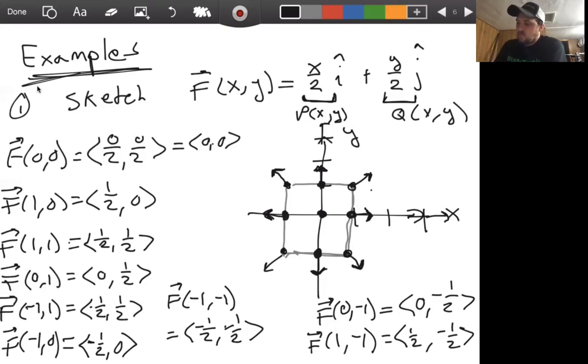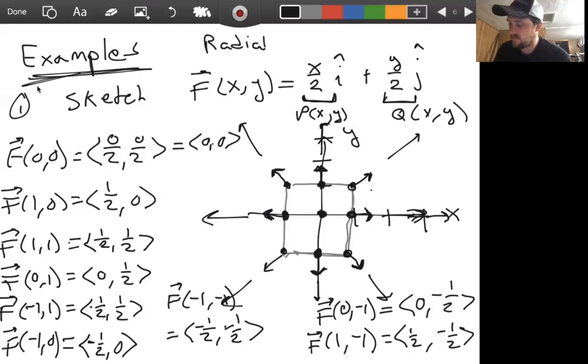Okay. And then notice, what will you get if you plug in points like 2, 0, 2, 2, 0, 2, all of these points, right? Well, then it's just going to be the same vectors, but scaled, right? It'll be doubled, right? And so if you move out 1, you'll just get double the length with all of these. And this is an example of a radial vector field. So this is a radial vector field.